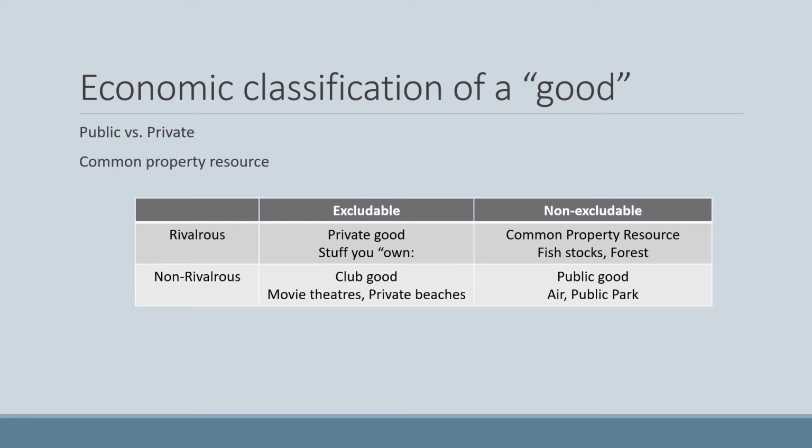If we look at a private good, it is rivalrous. You can stop someone else from using it because you are using it. And it's excludable because you can stop someone from using it if they don't pay. And so here we have stuff you own, right? Realistically, that is 100% a private good.